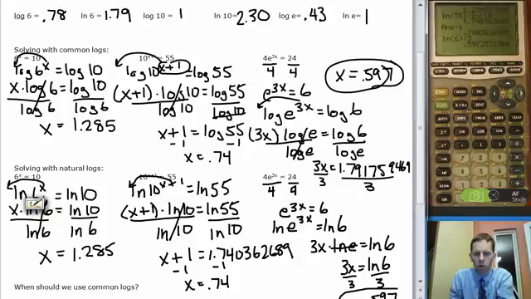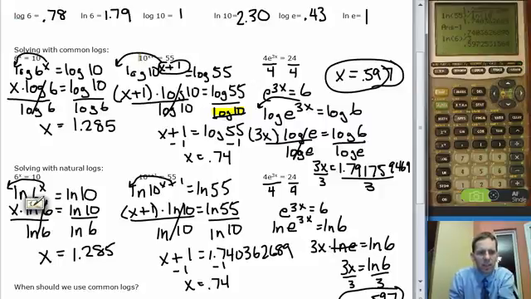Now, what's the moral of the story? The moral of the story is this. There are some instances where it's to your advantage to use common logs. I would say in the second problem, if you get this step where you're dividing by the log of 10, that's kind of a nice thing. That's like dividing by 1 and it cancels.